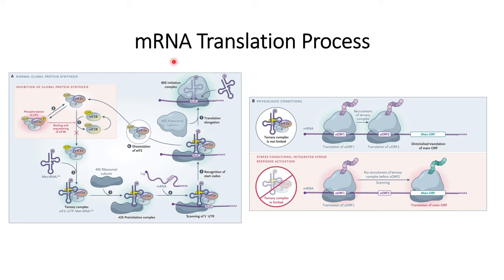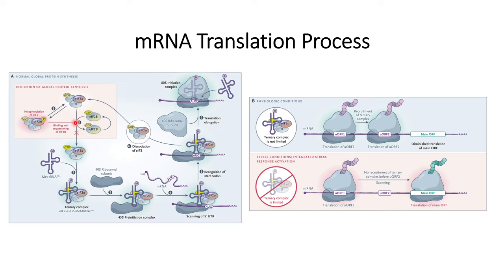In this video we will discuss the mRNA translation process, and we will also discuss how this mRNA translation process gets affected. So let us start with the normal global protein synthesis. What happens in this case is that EIF2 alpha binds with the GDP, that is guanine diphosphate, and helps convert this GDP into the GTP, that is guanine triphosphate.